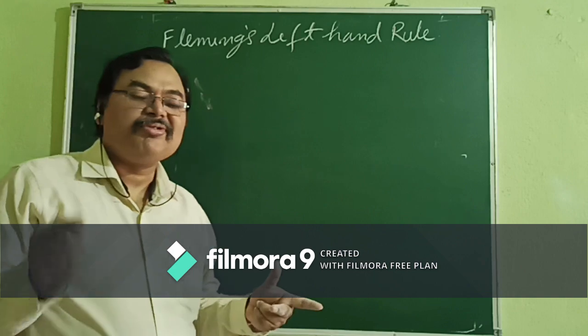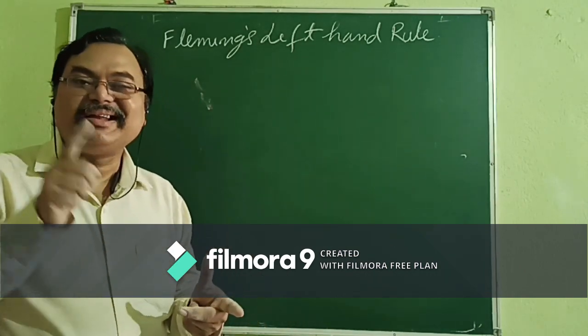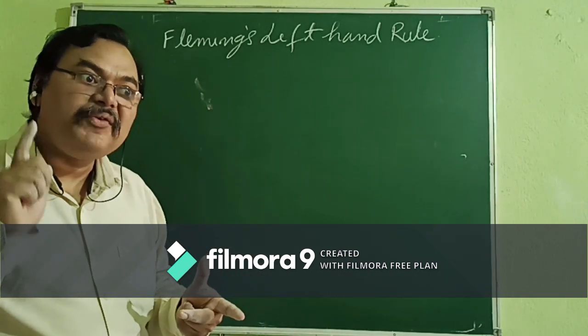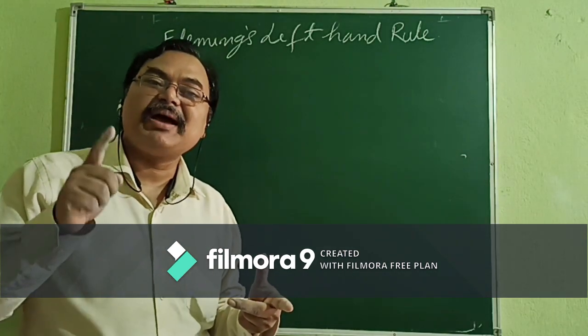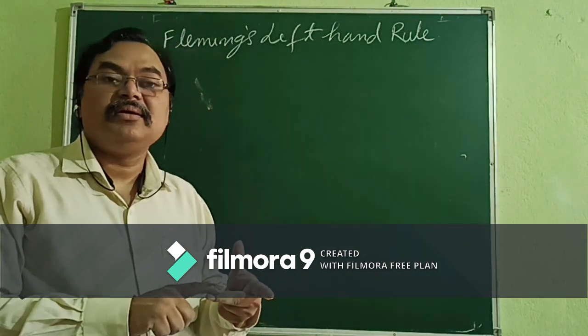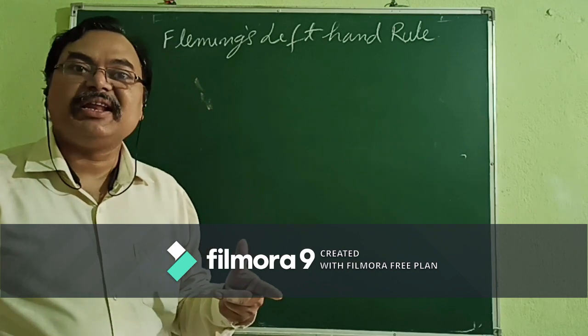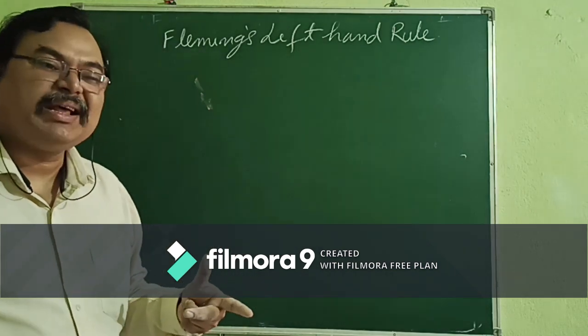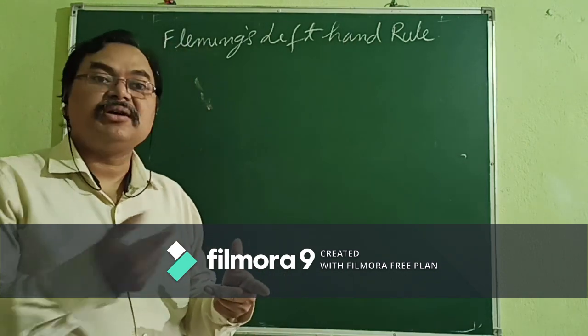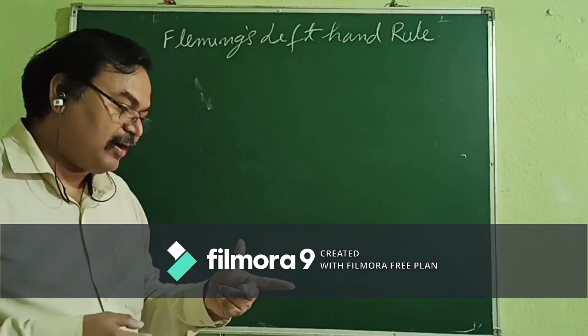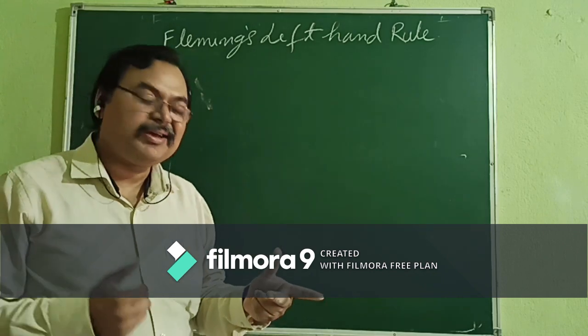Now, remember one thing, this thumb indicates the direction of force only when your index finger is coinciding with the direction of magnetic field and the middle finger is coinciding with the direction of current. But many times students forget which finger represents what. So for that, there is a very easy trick.